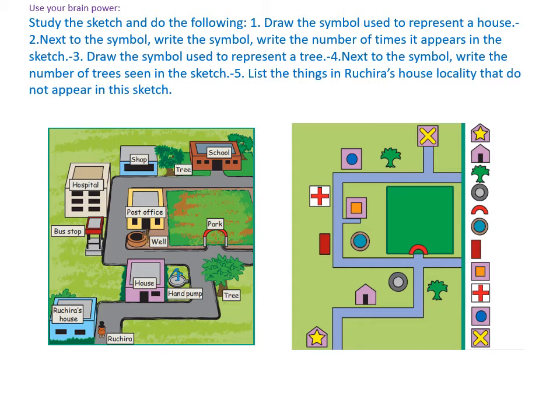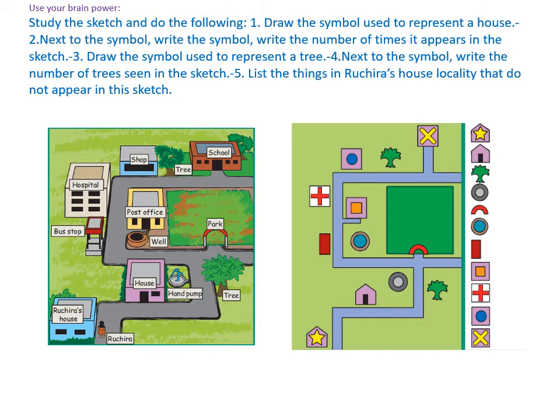Draw the symbol used to represent a tree. Then you draw a picture of a tree and you have to write how many times it has appeared in the sketch. Next to the symbol, write the number of trees seen in the sketch. List the things in Ruchira's house locality that do not appear in the sketch.